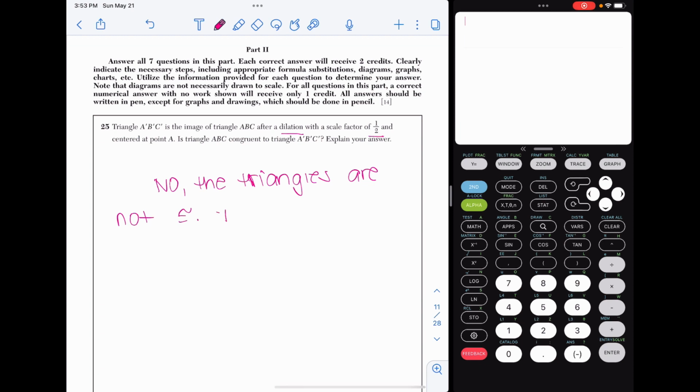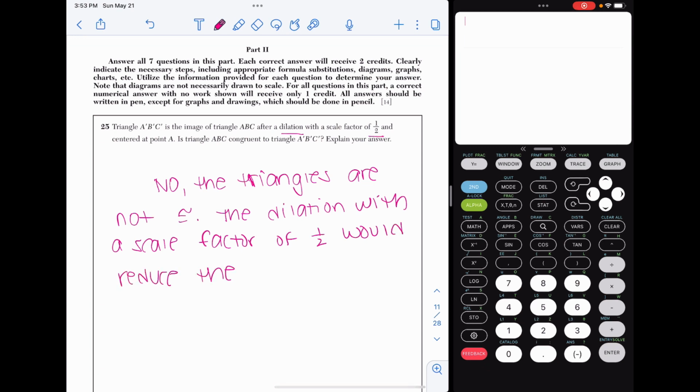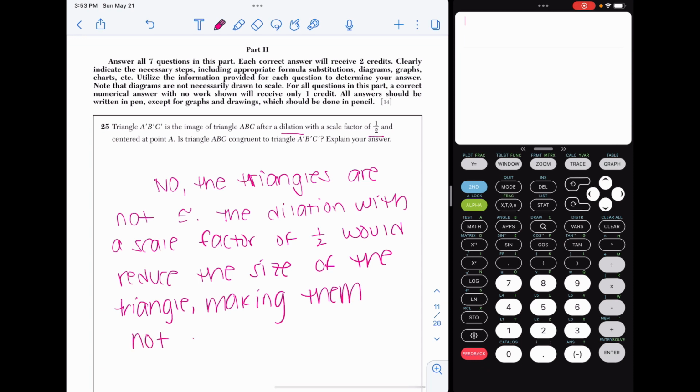And we're going to say that the dilation with a scale factor of 1/2. It's always good to kind of restate the wording from the question. Would reduce the size of the triangle, making them not congruent. Just so we know, if this question asked about a translation, a reflection, or a rotation, those are all rigid motions, and the answer to that would have been yes.